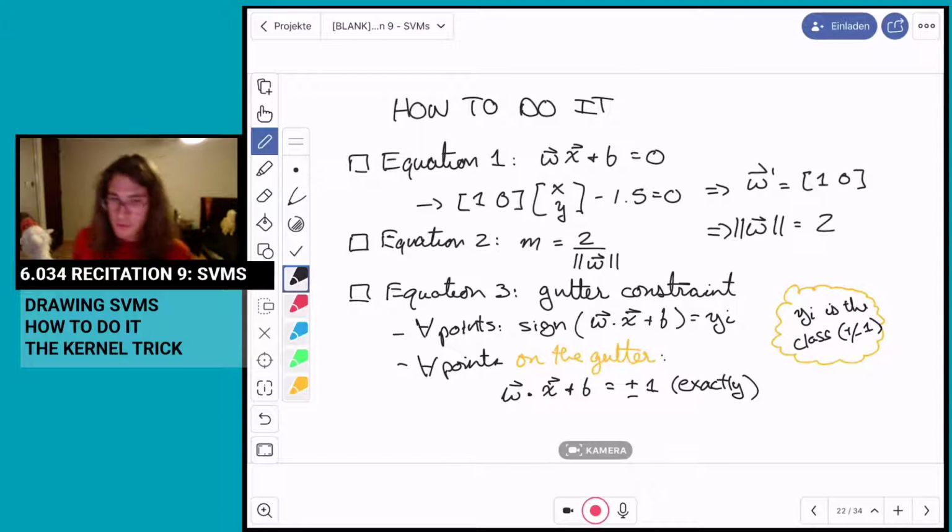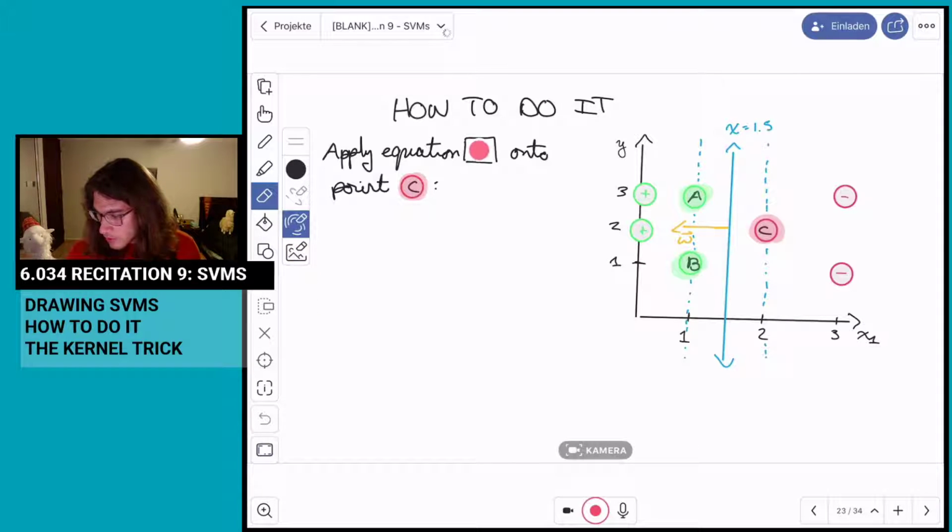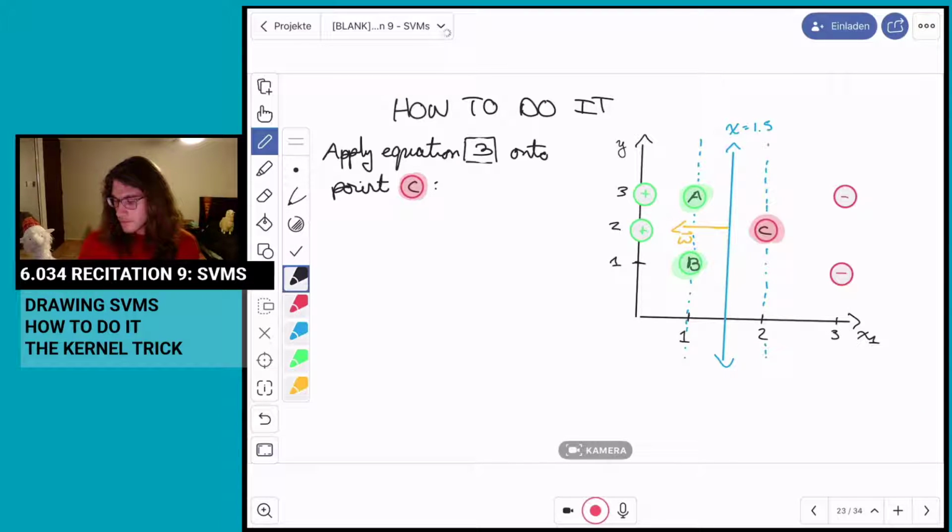And this is really, really powerful because all I need to do is pick a point from the gutter, multiply it with whatever I have as my W vector, and I can check if this point is a positive gutter point. I should get positive 1 by putting it through the support vector machine equation that I found so far. And similarly, if it's a negative gutter point, I should get -1, exactly -1, and that'll tell you how to rescale. This is not equation 2. This is equation 3. That's what's going to help me rescale.